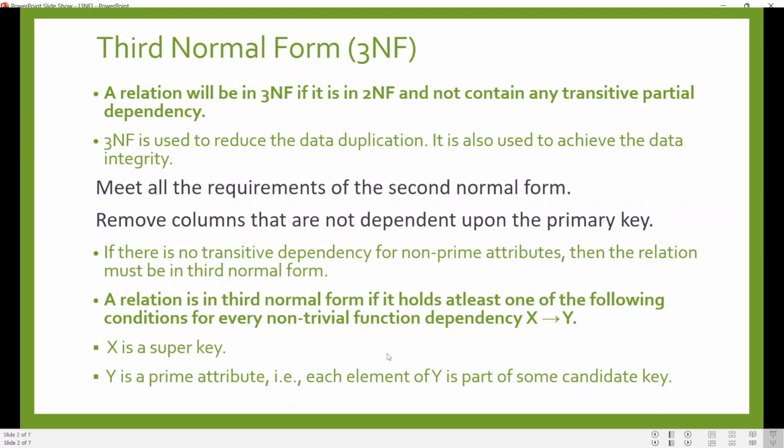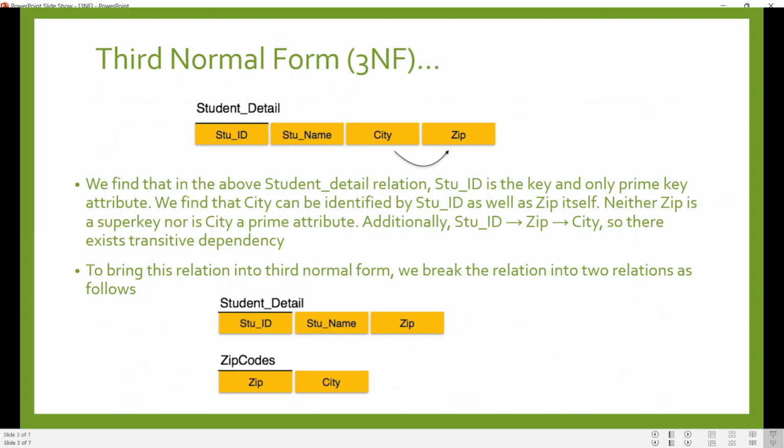If we have a non-trivial functional dependency like this, if y is depending on x, then in third normal form, the condition is that this x should be a super key. So if y is depending on x, then x should be a super key, or y is a primary attribute, and each element of this y should be some candidate key. So these are the conditions for third normal form. Let us see one example here.